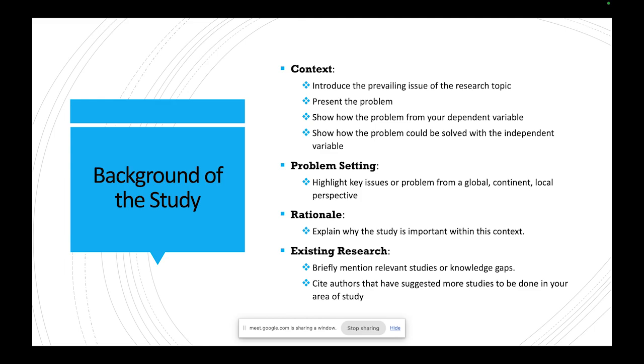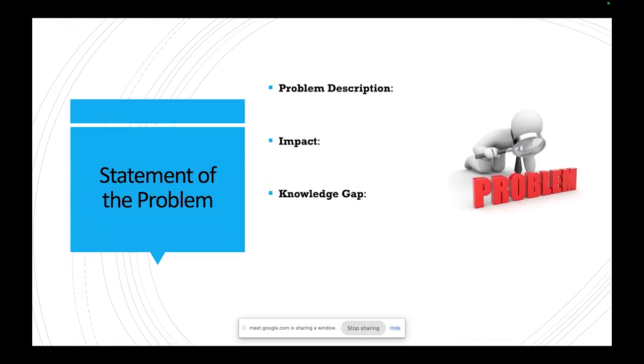And then you also need to cite as many authors as possible who have not been able to do that. This can be easy for you to do if you already have journals that you are reviewing or working with. So it makes it easy for you to drive into that point.